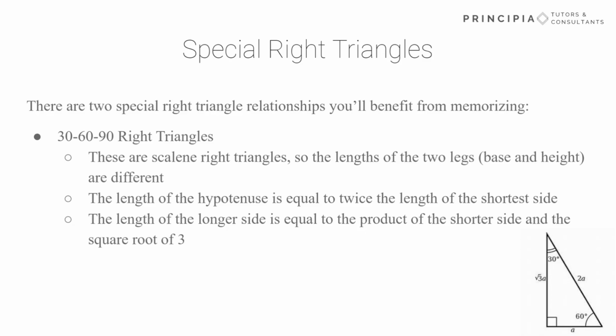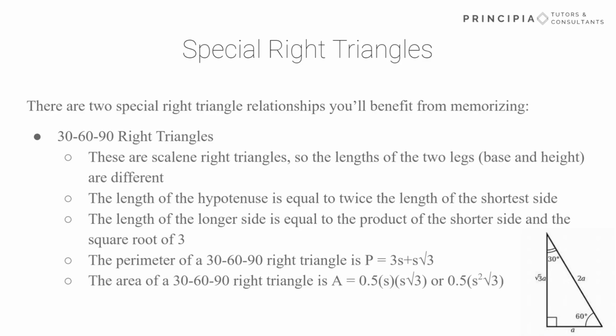The longer side is going to be a times the square root of 3. So the perimeter here is going to be the sum of all the sides, so 3a plus a square root of 3, or 3s plus s square root of 3 as denoted in the notes. And then the area, because it's 1/2 base times height, is going to be 1/2 the side squared times root 3, or if we're using this example model, 1/2 a squared square root of 3.